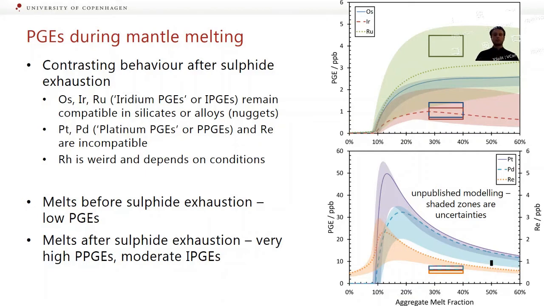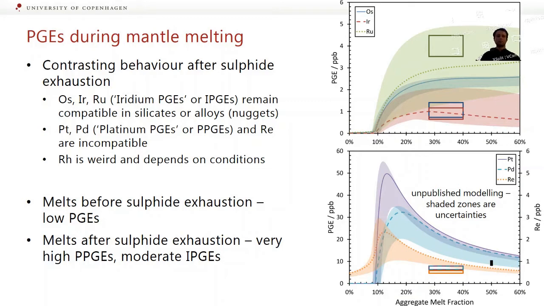As soon as you exhaust sulfide, though, which in this model happens about 10% melting, the IPGs, which are iridium PGEs, osmium, iridium, and ruthenium, remain very compatible in the mantle residue. So that's because they're either compatible in silicates, so ruthenium might be kind of compatible in olivine, or they make alloys. So I've said nuggets here because these are really like nanoscale, tiny little alloy grains, but because there's not much PGEs in general, they end up controlling the whole rock budget of the PGEs. So osmiridium alloy would be an example of this.